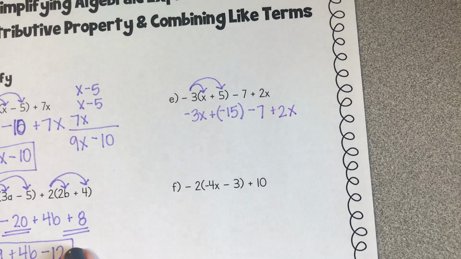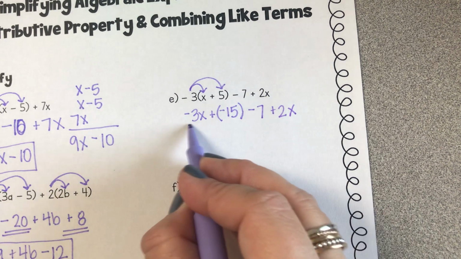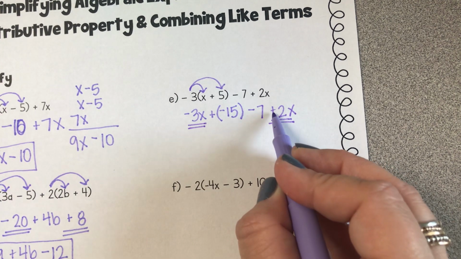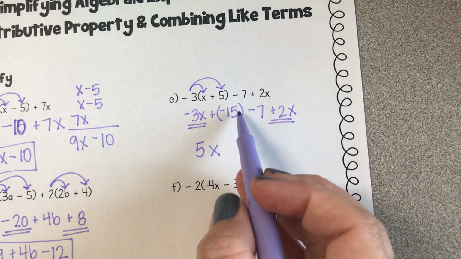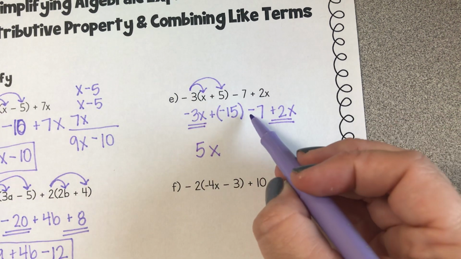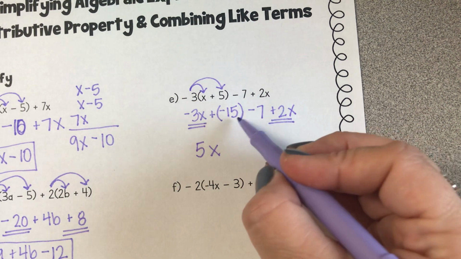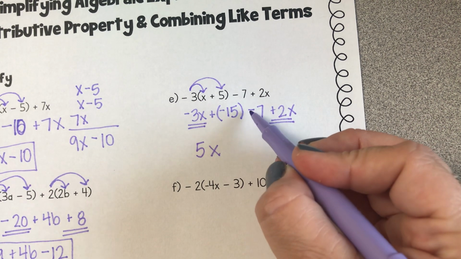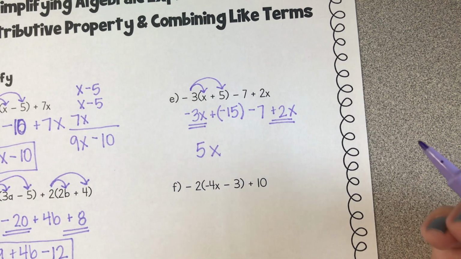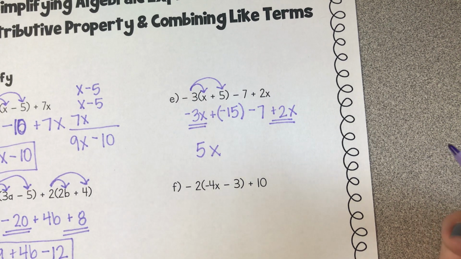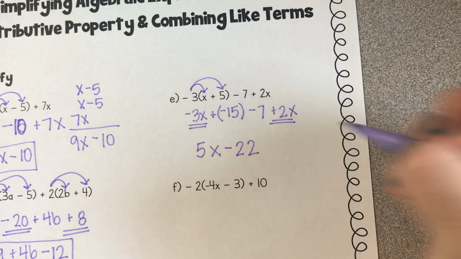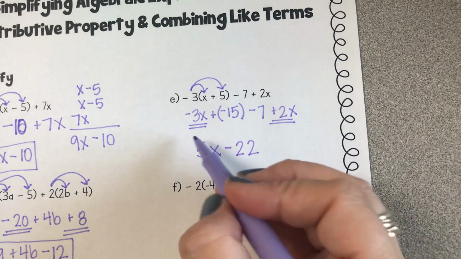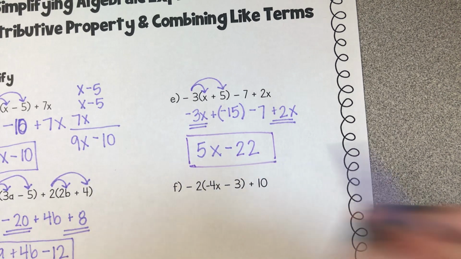So now I'm looking for my like terms. Negative 3x plus 2x is negative x. Then if I have negative 15 minus 7, that's the same as negative 15 plus negative 7. Think of it like temperature. If it's already negative 15 degrees and my temperature goes down 7, that means it's going down 22. So I would take minus 22 or plus negative 22.